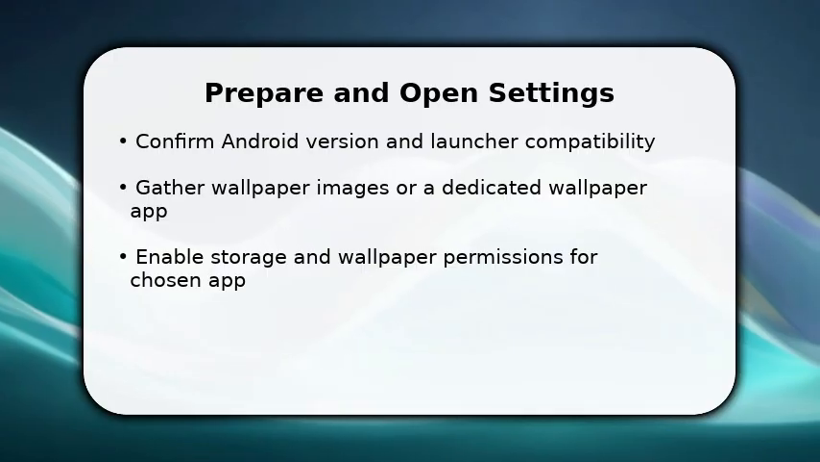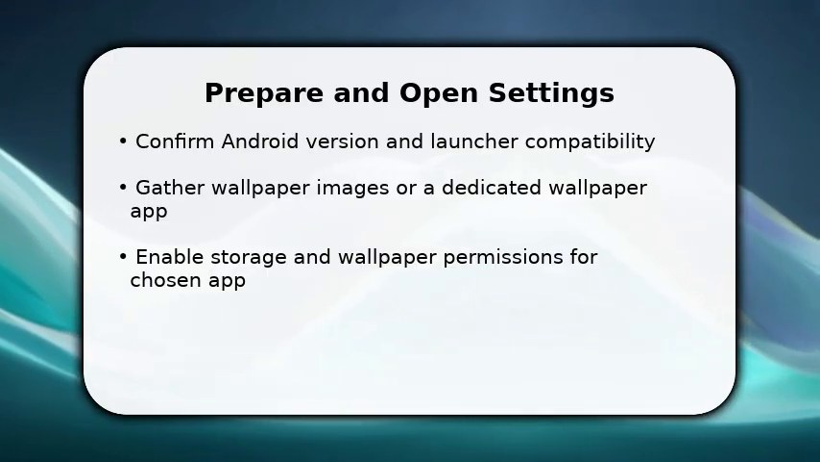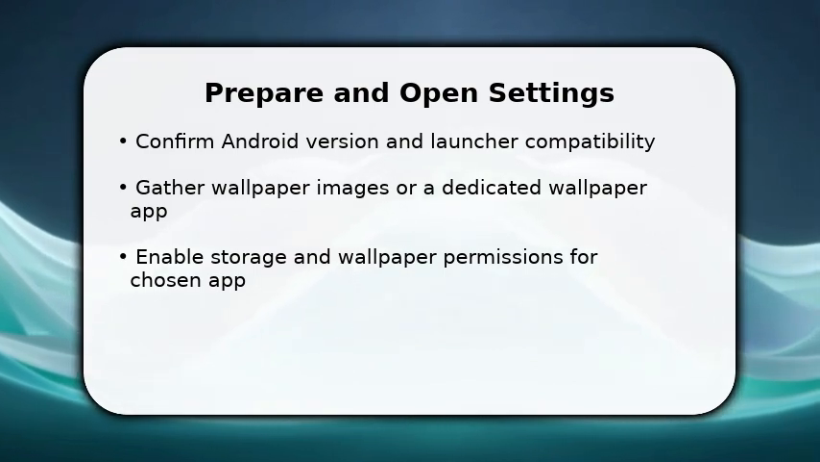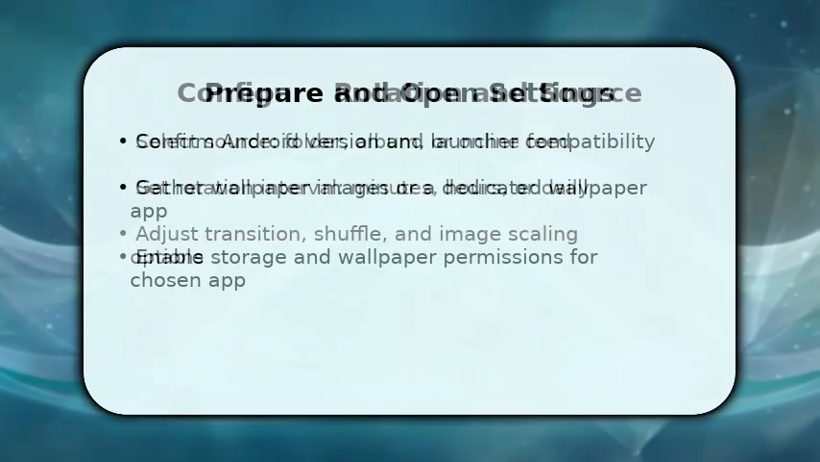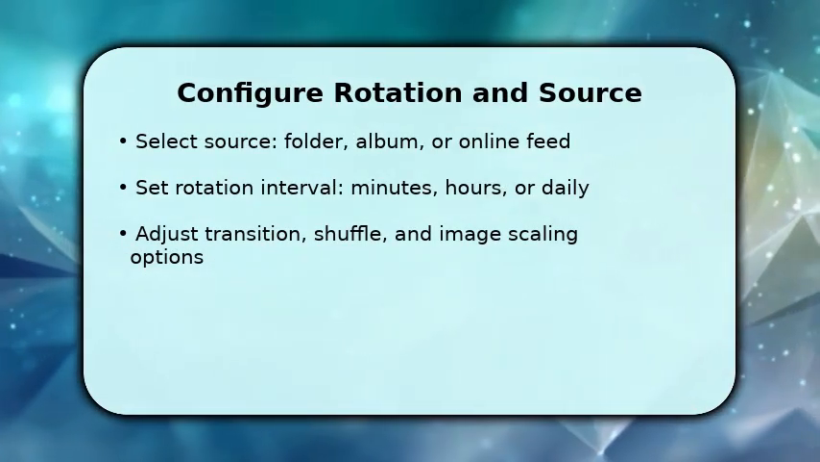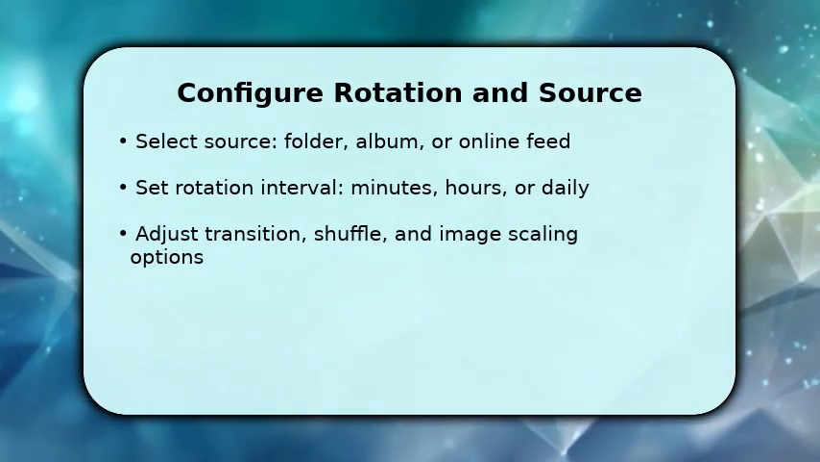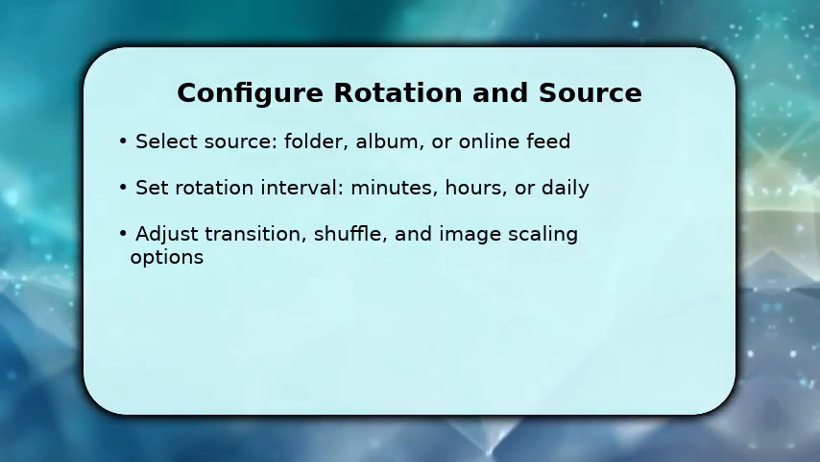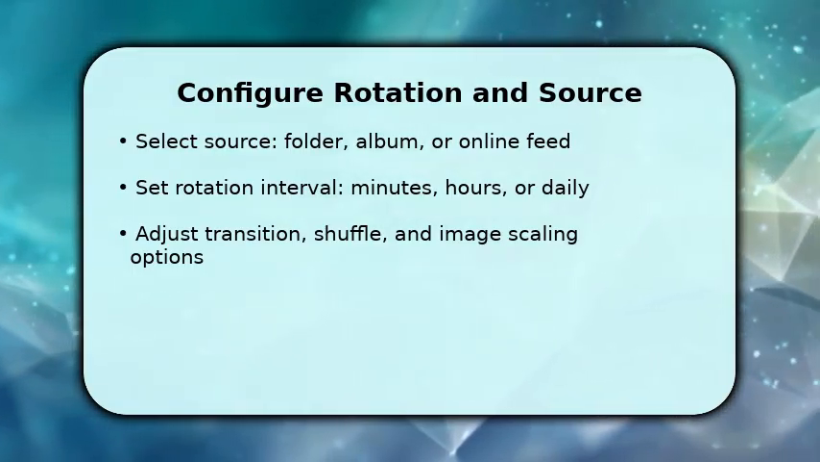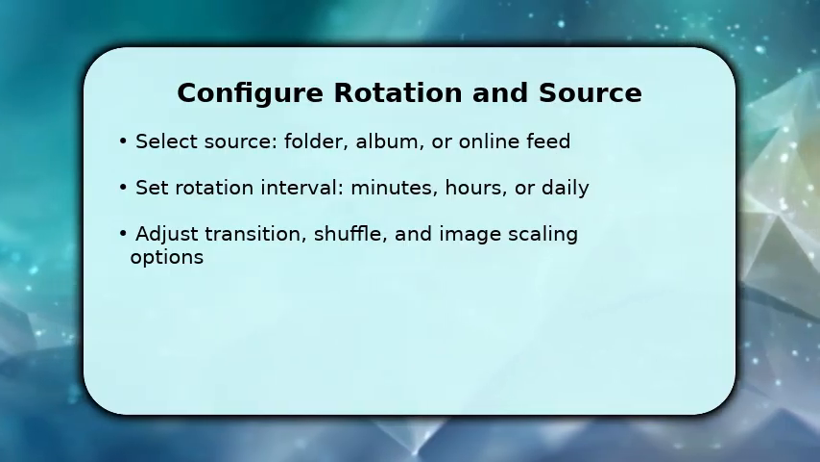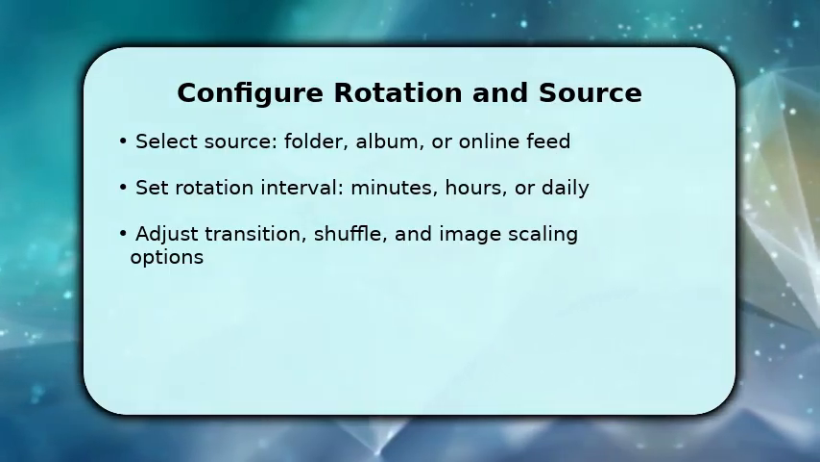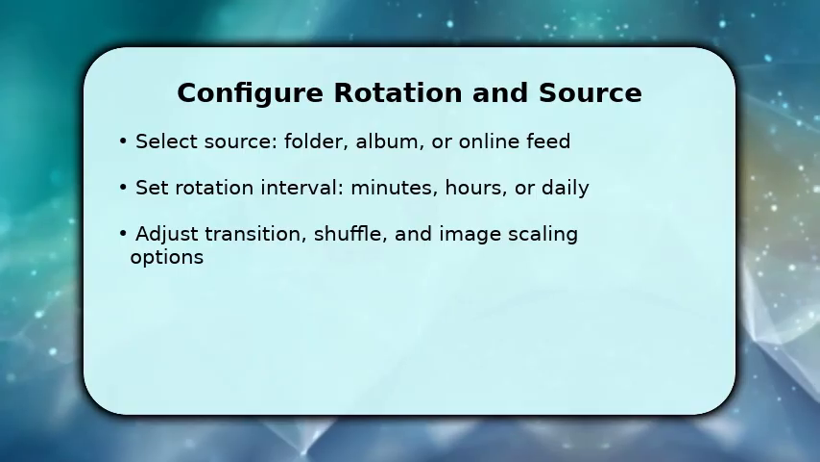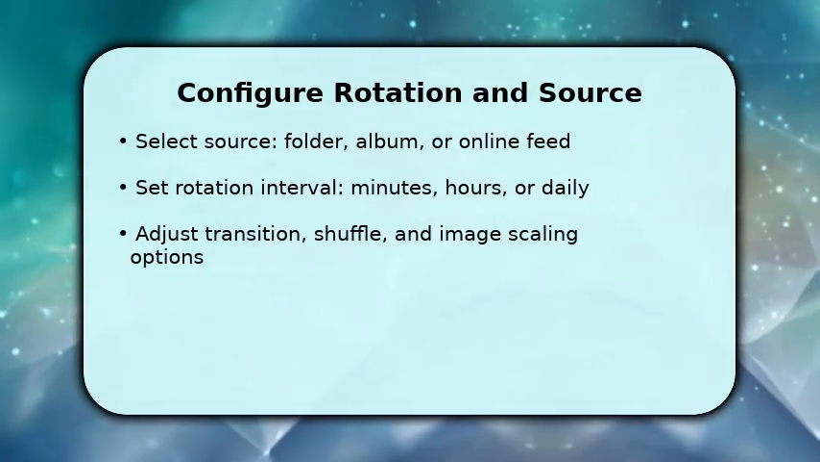Now open your chosen wallpaper app and proceed to create a rotation or schedule profile. We'll configure timing next. You now choose the image source inside the app, a specific folder, an album, or a curated online feed. Then set the rotation interval, for example every 1 hour or daily, so the wallpaper changes automatically. Make sure to enable shuffle if you want random order and configure transition effects and image scaling to fit your screen. Once configured, enable the app's background service or accessibility option if required.